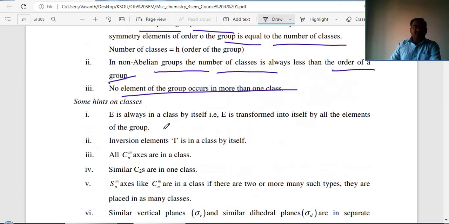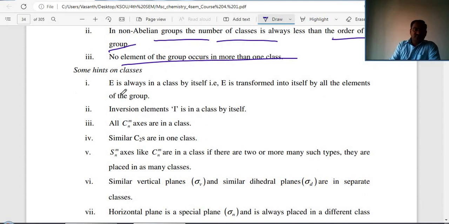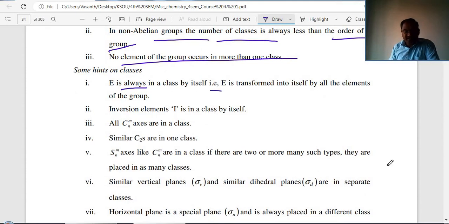What are some hints on classes? E is always in a class by itself. E means it is transferred into itself by all the elements of the group. The inversion element i is in a class by itself. All Cn axes are in a class. C2s are in one class.